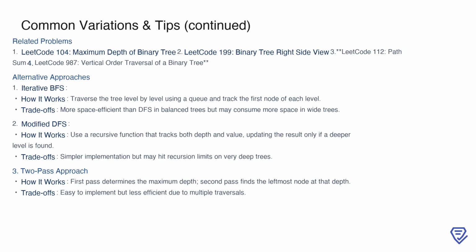Lastly, a two-pass approach involves determining the maximum depth in the first pass and locating the leftmost node at that depth in the second. Although easy to implement, this method is less efficient due to multiple traversals. Each of these methods has its trade-offs, so choosing the right one depends on the specific constraints of the problem.